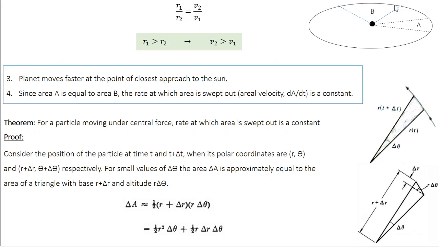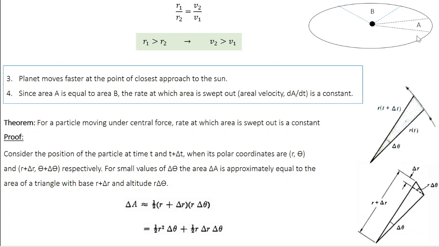On the other hand, when Earth is in this position, here we know that the magnitude of the radius vector is small, which means the velocity is higher. So in 1 second it will be able to travel a larger distance. Consequently, the area swept out in this direction is going to be exactly the same as the area swept out in this location. So the planet moves faster at the point of closest approach to the sun.